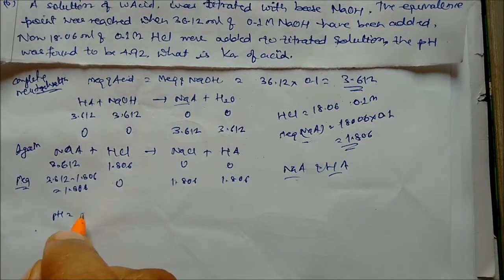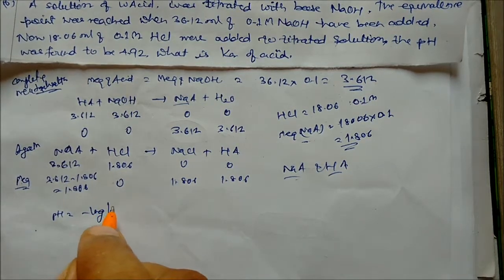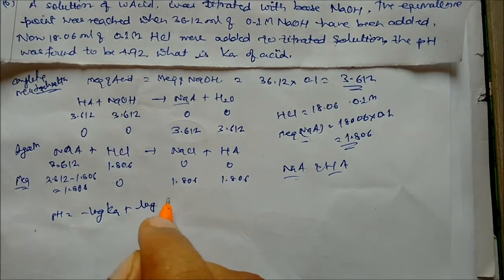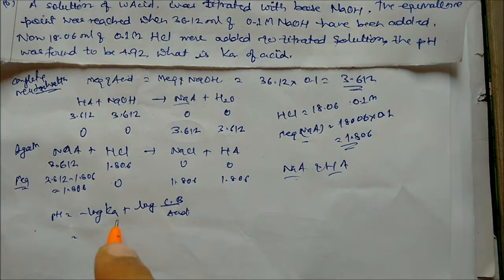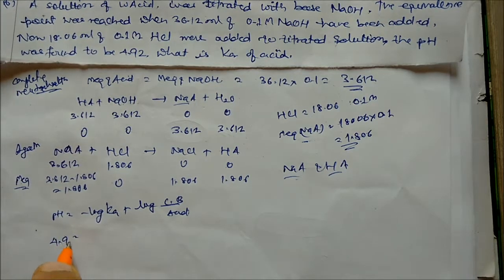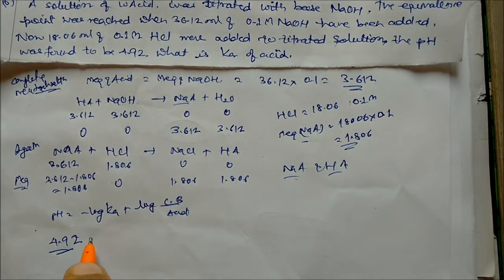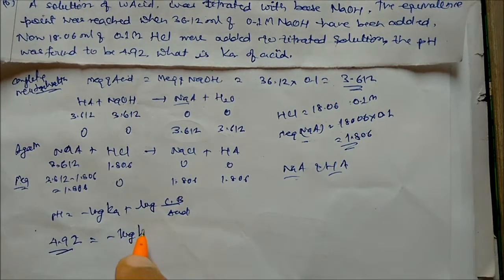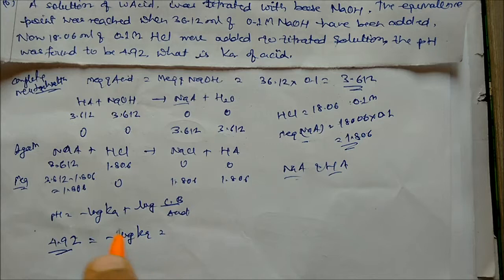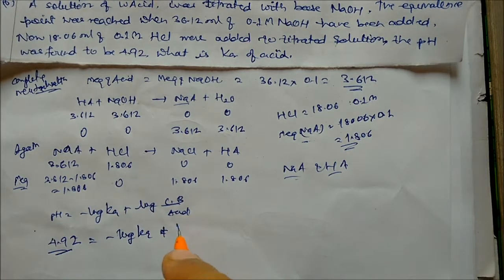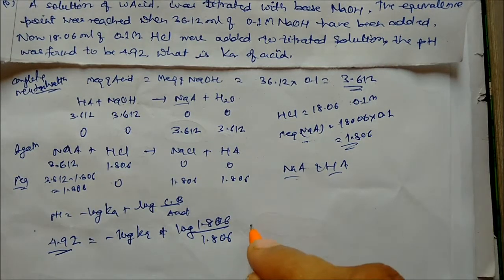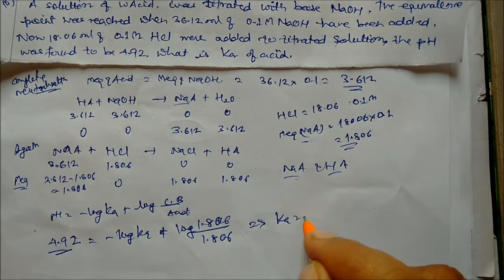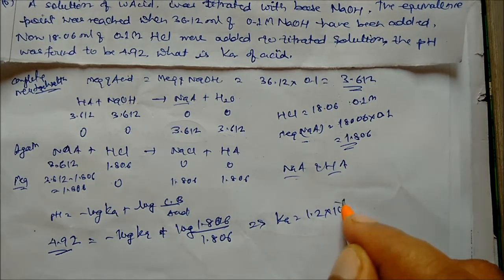So pH is equal to minus log of Ka plus log of conjugate base by acid. If we put here the value of Ka, which we don't know, pH is 4.92, which is given here. So this is equal to minus log of Ka plus log of conjugate base, which is 1.806, divided by 1.806. So this is nothing but 1. So again we can solve it. Here the Ka value will be 1.2 into 10 to the power minus 5. So this is our answer.